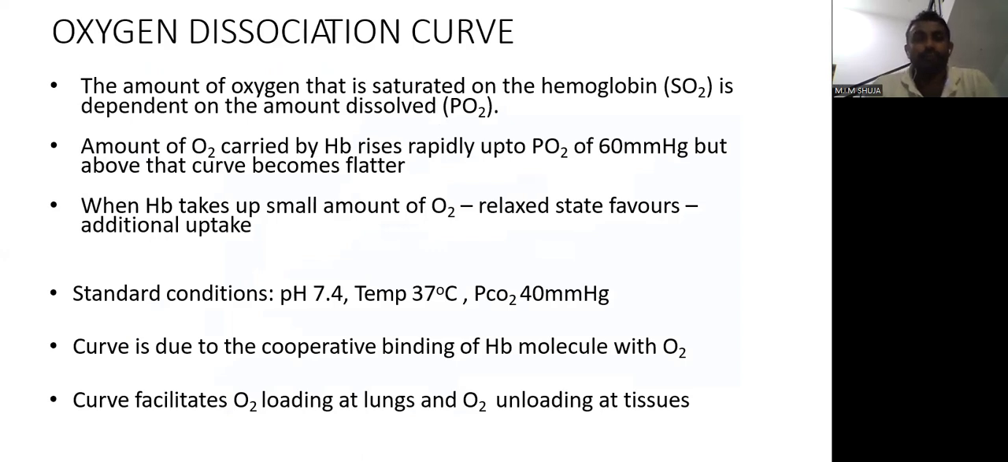When hemoglobin takes up a small amount of oxygen, it converts from the tense state to the relaxed state. So the relaxed state favors additional uptake of oxygen. Because of this cooperative binding, you will get a sigmoid shaped curve. This curve facilitates oxygen loading at the lungs and oxygen unloading at the tissue.